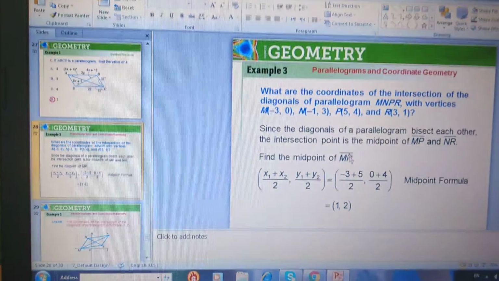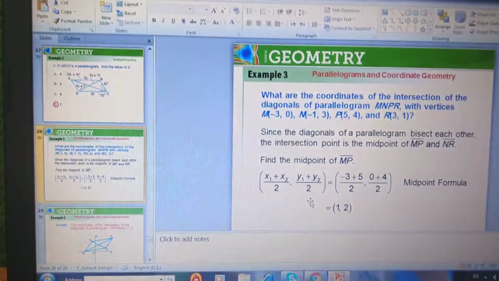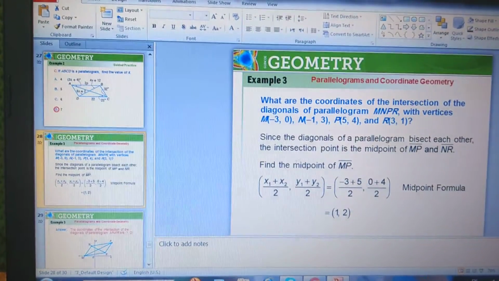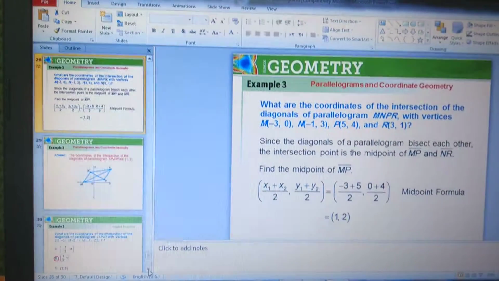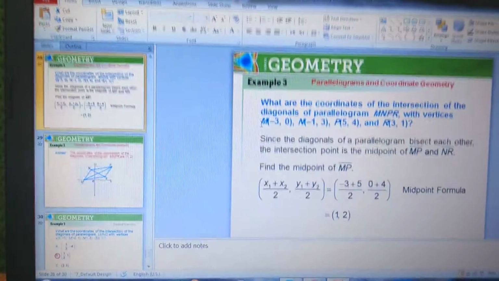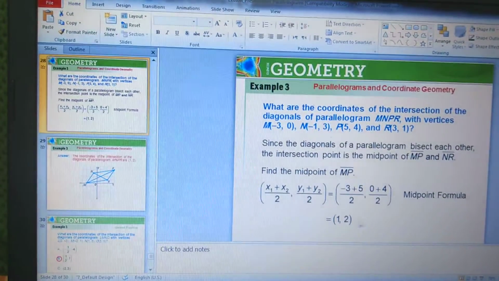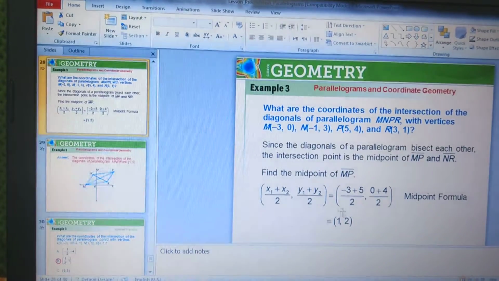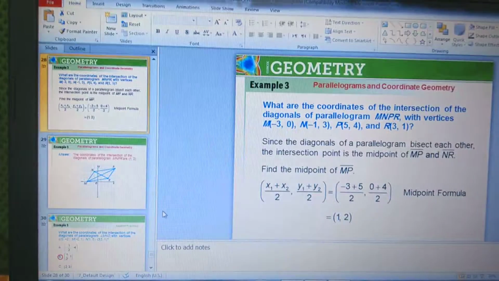The rule of midpoint is what? You add the x's and divide by 2, then you add the y's and divide by 2. He used the rule here and he got (1, 2). As I said, use the rule for MP or NR, you will get the same. The coordinate of the point of intersection of the two diagonals is (1, 2).